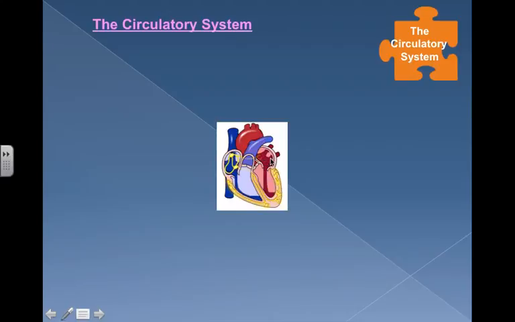It receives blood into the heart, and then it pumps the blood down into the ventricles. The ventricles then pump the blood out of the heart. So you can see the ventricles pumping the blood out of the heart.